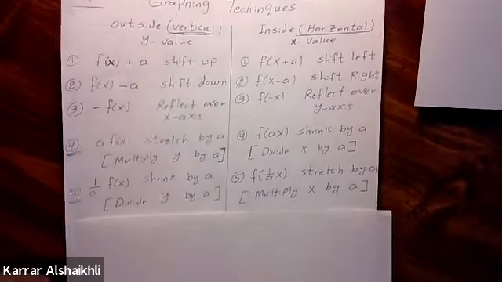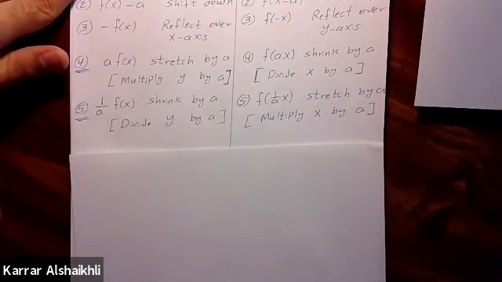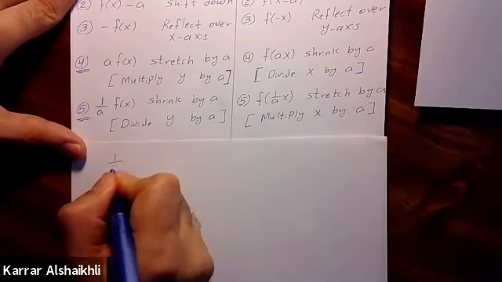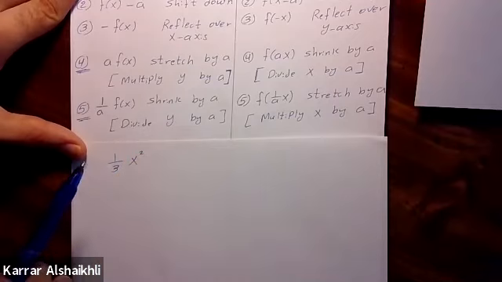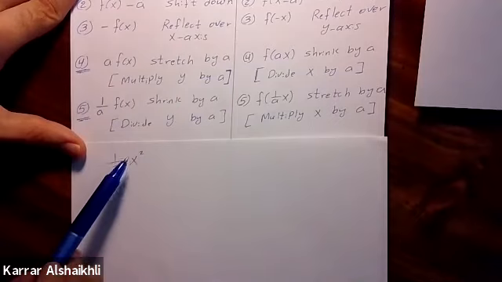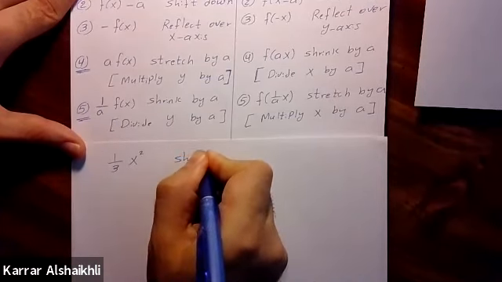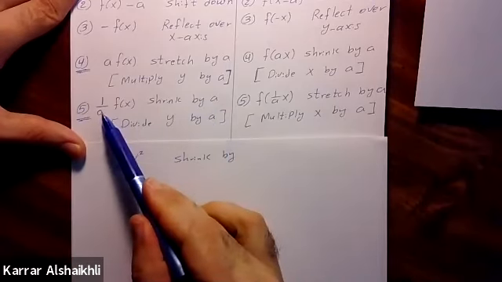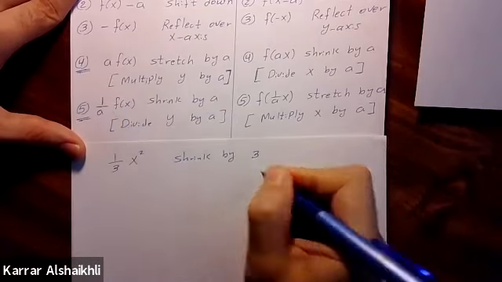An example about the last technique. If we have 1 over 3 x squared, this is the parent function, and 1 over 3, so it's going to be shrink by, be careful, a is the number here, not 1 over 3. Shrink by 3.